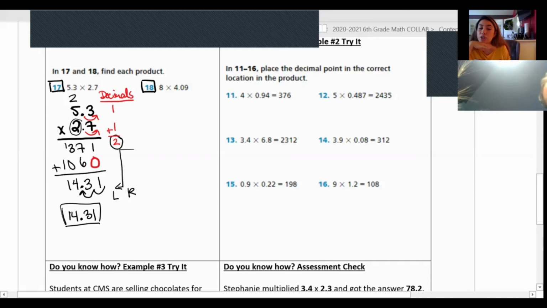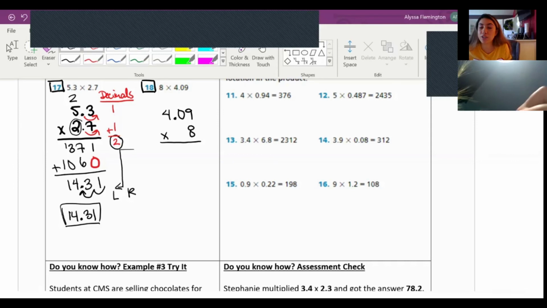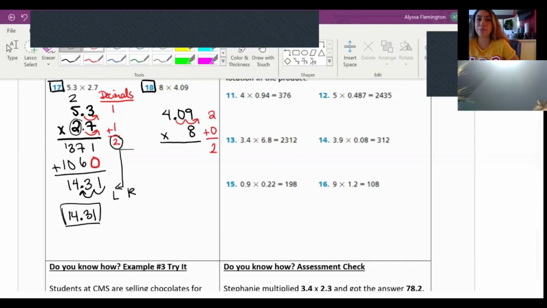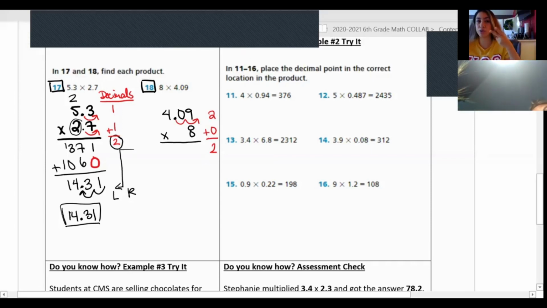Perfect. Now let's go to number 18. We have 8 times 4.09. Which number has the most digits? 4 9/100. That goes on the top. We multiply by 8. We're going to move our decimal to the right twice because we're moving it all the way to the right. We make a little note that we moved the decimal to the right twice on the first number. We didn't have any decimals after the 8. So in our end product, we're going to move our decimal from right to left 2 times.